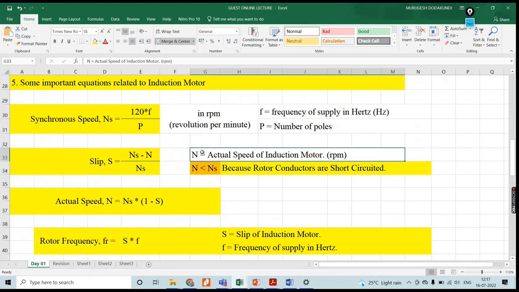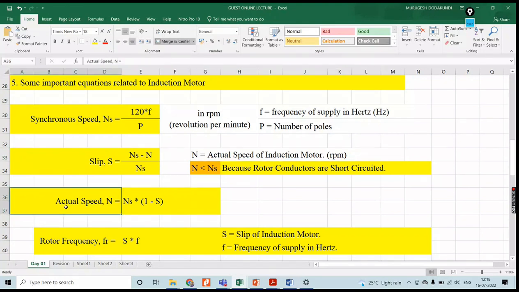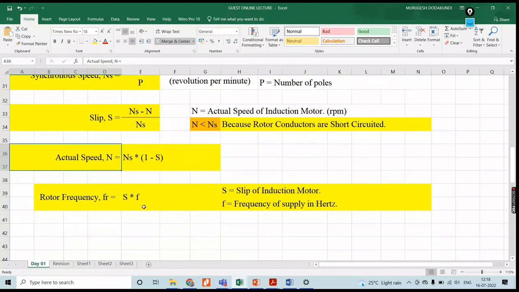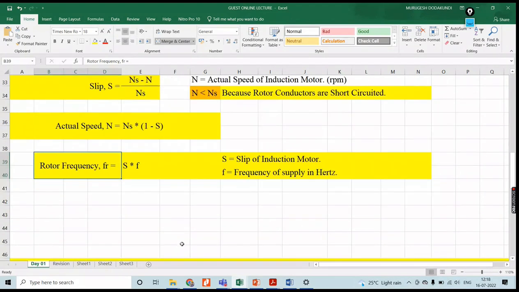Ns is the synchronous speed, N is the actual speed of the induction motor, which will also be in terms of RPM. The actual speed of an induction motor is always less than the synchronous speed. Why? Because the rotor conductors are short circuited. Then the actual speed of the machine, N is equal to Ns into 1 minus S. Then the rotor frequency equation, Fr is equal to S into F. S is the slip of the induction machine, and F is the frequency of the supply. That also you can concentrate on.